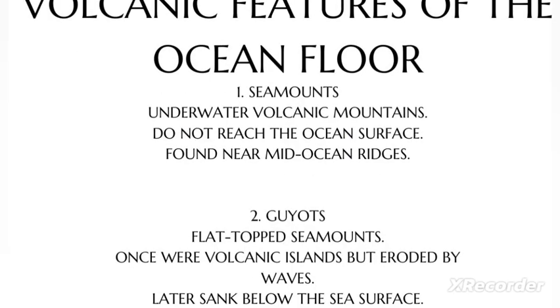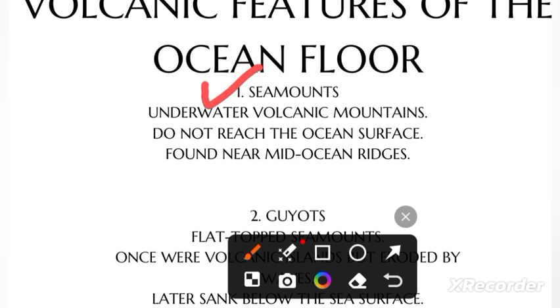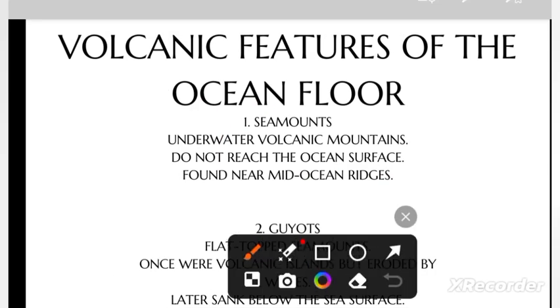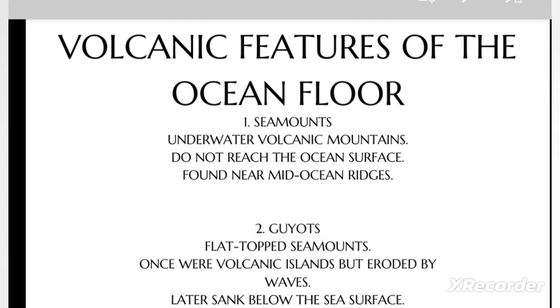Right, so now let's understand the volcanic features of the ocean floor. Basically, they are the features that are formed due to volcanic activities. Okay, so the first is the seamount. Underwater volcanic mountains that do not reach the ocean surface. They are the seamounts. They do not reach the ocean surface. They look like this also. Another name for this, the ocean mountain that has a flat top, we call it a guyot. A guyot is basically a flat-topped seamount, once a volcanic island but eroded by the waves.